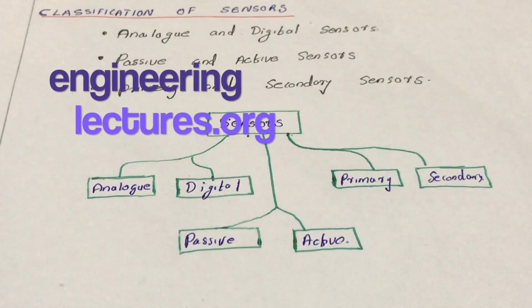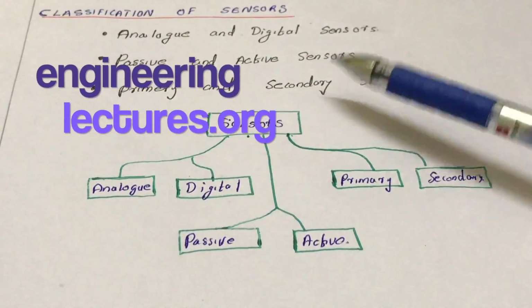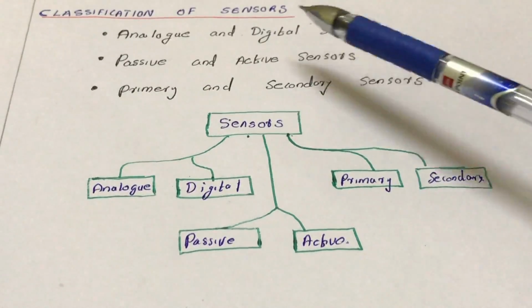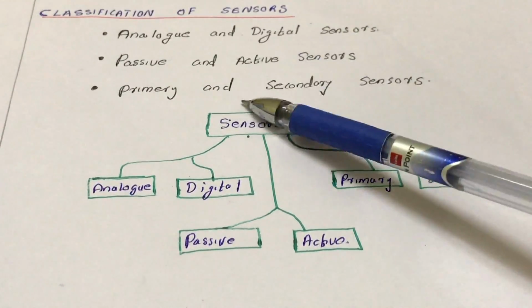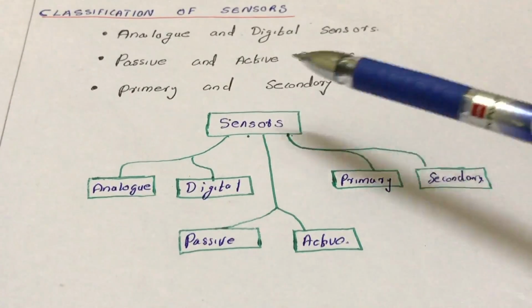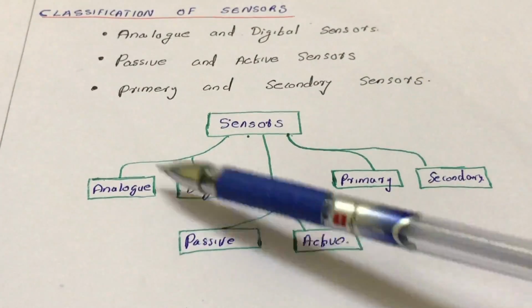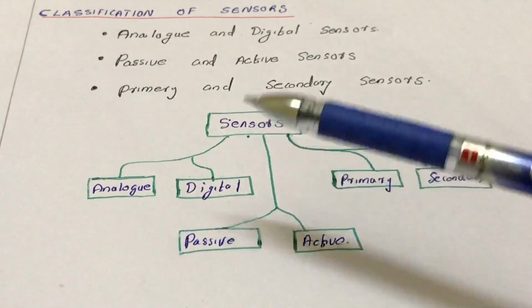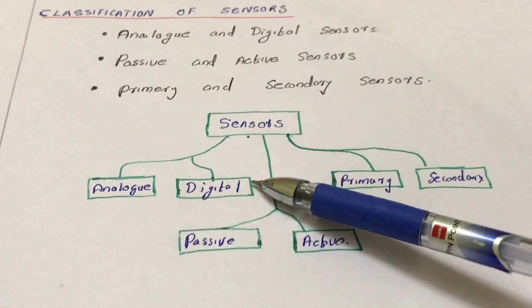In this video, we will discuss classification of sensors. So there are basically three: analog and digital sensors, passive and active sensors, primary and secondary sensors. When you go into detail, analog means the output will be in analog, and digital means the output will be in digital. According to that, it is classified.